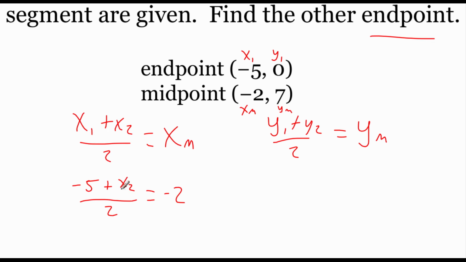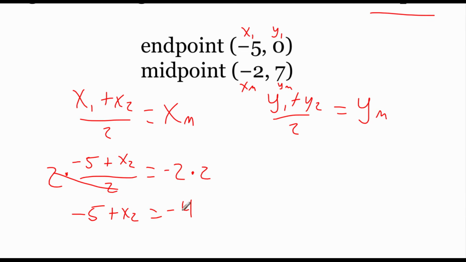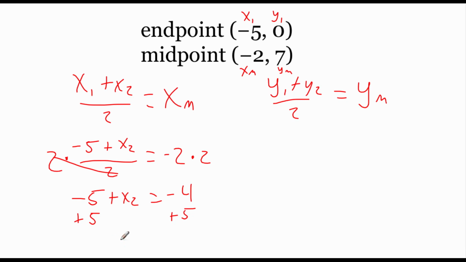Now if we go through and solve this, first thing I see is this divided by 2 on the left-hand side. So in order to get rid of divided by 2, we're going to have to multiply both sides by 2. On the left-hand side, those 2's will cancel out, so we'll have -5 plus x2 equals -2 times 2 is -4. Last thing, in order to get that x2 value all by itself, we're going to add this 5 over to the right-hand side. So this missing x2 value that we were looking for is 1.